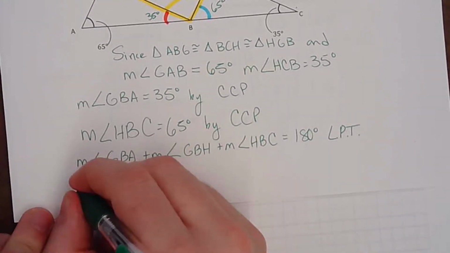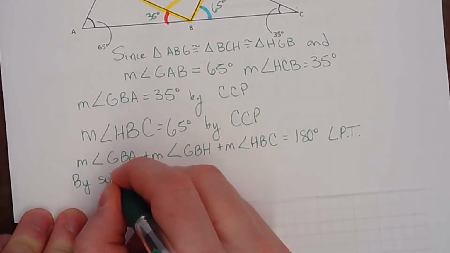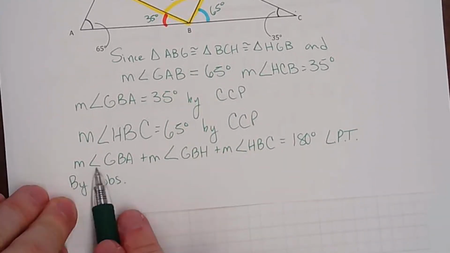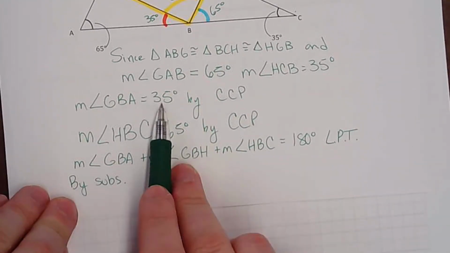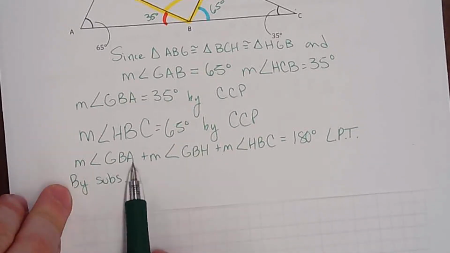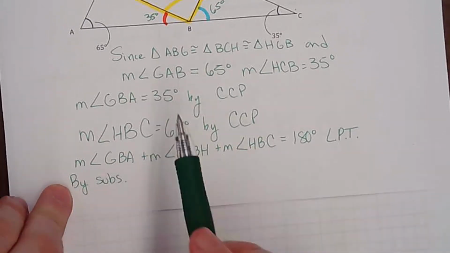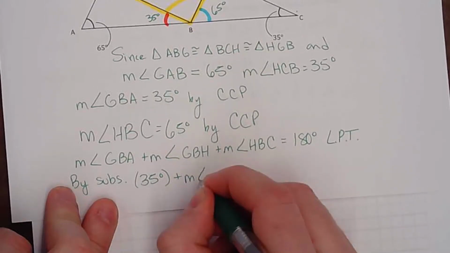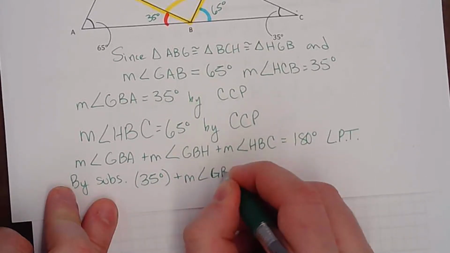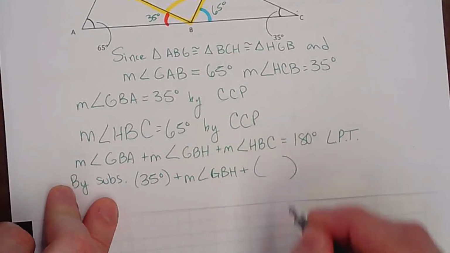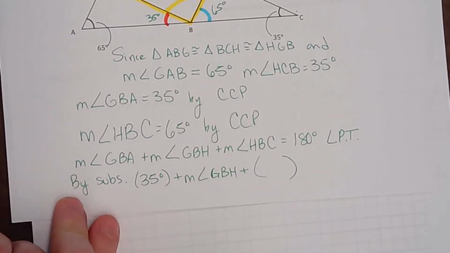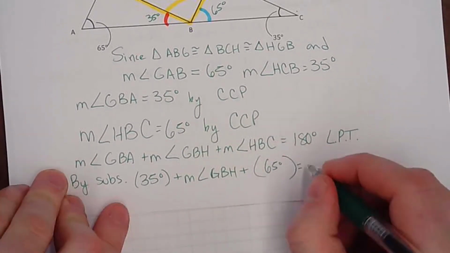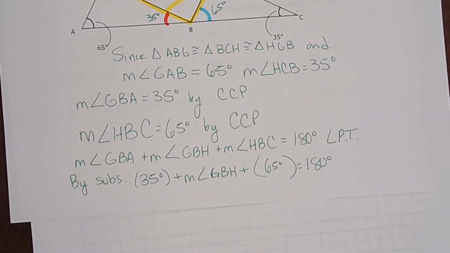Then by substitution, which I'll abbreviate with subs, I can switch out measure of angle GBA for its measure. So instead of writing measure of angle GBA again, I'm going to write 35 degrees. I don't know this one, right? So I can't plug in anything there. What's the measure of HBC? 65, so I'm going to plug that in. That's what substitution means, to plug in, right? So I've got that now.